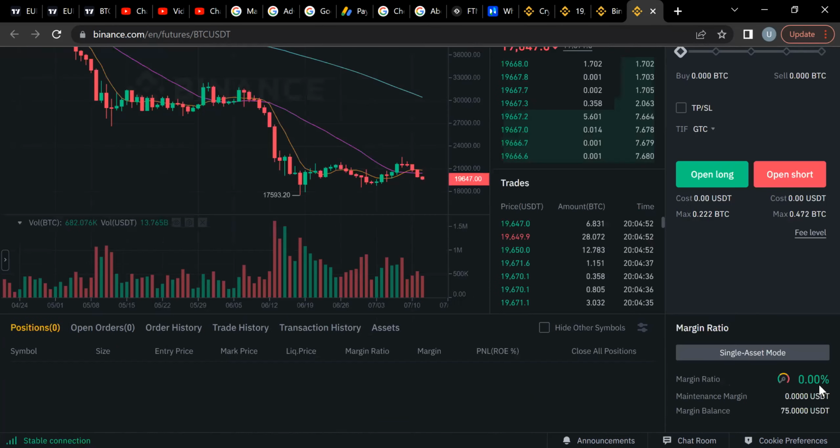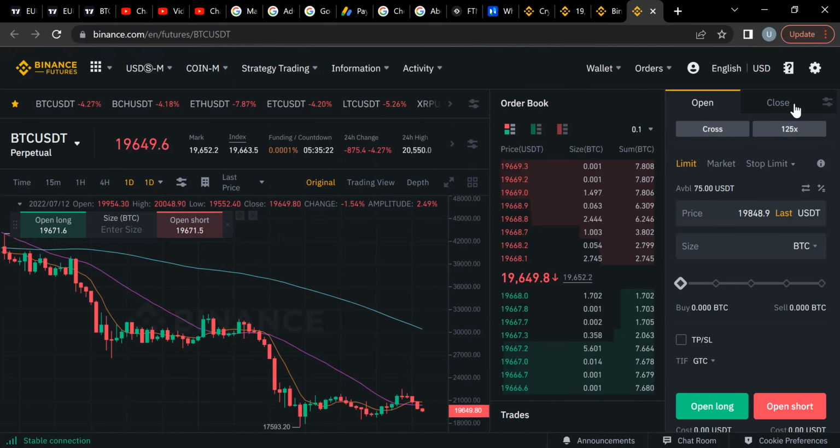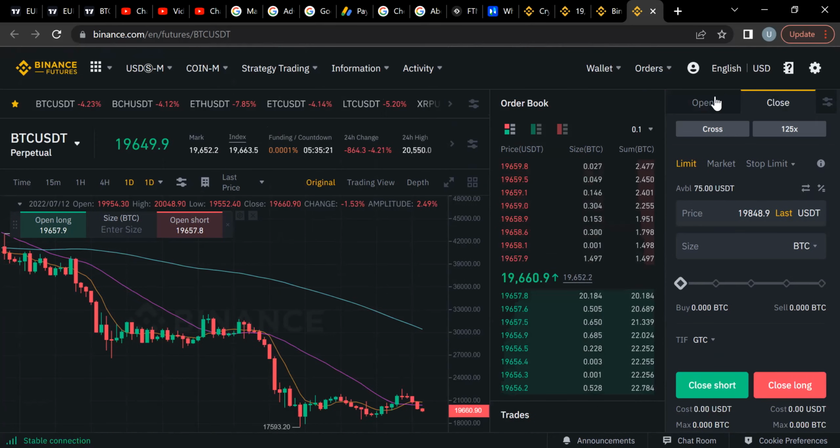Trying to find it here. I don't really trade with the system. I mostly trade with my phone. I just analyze on the system. Just a minute.